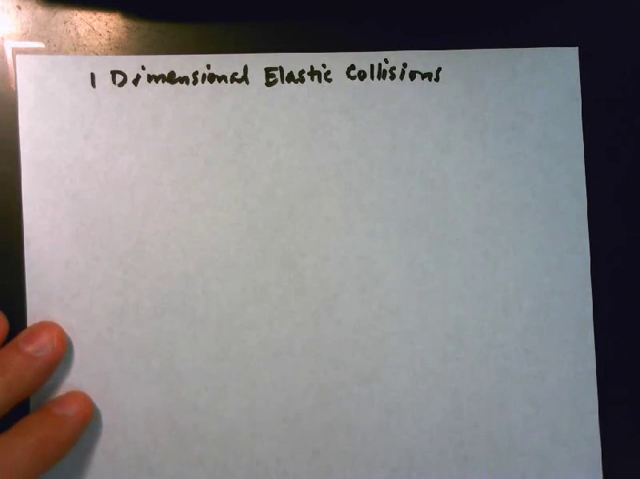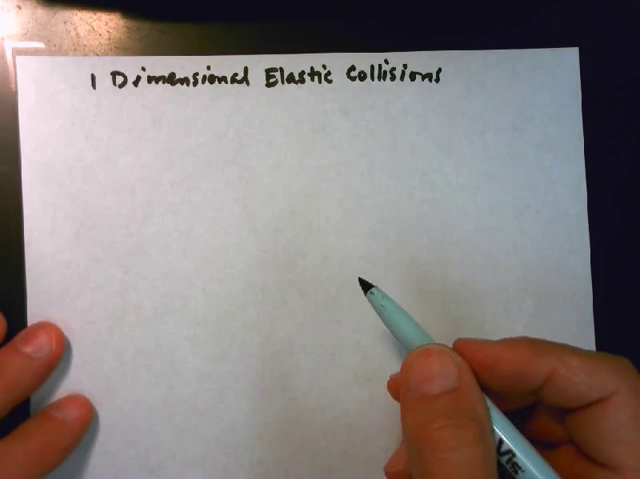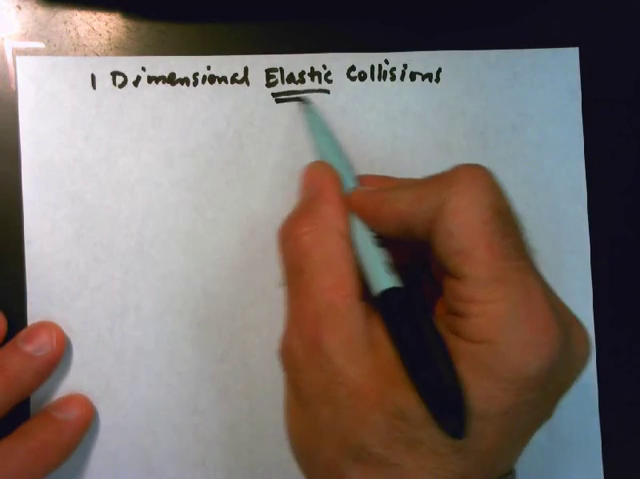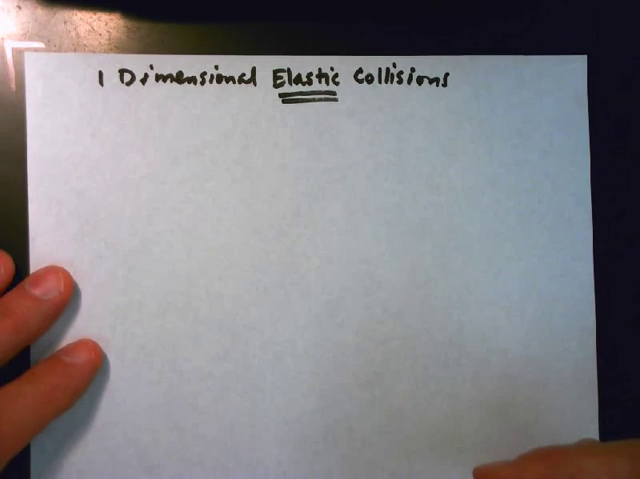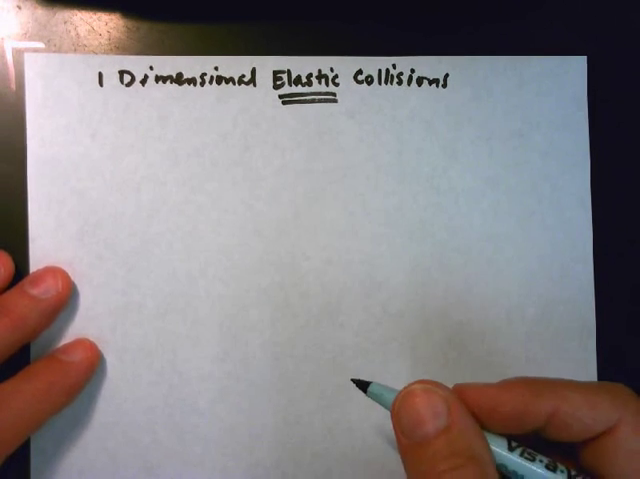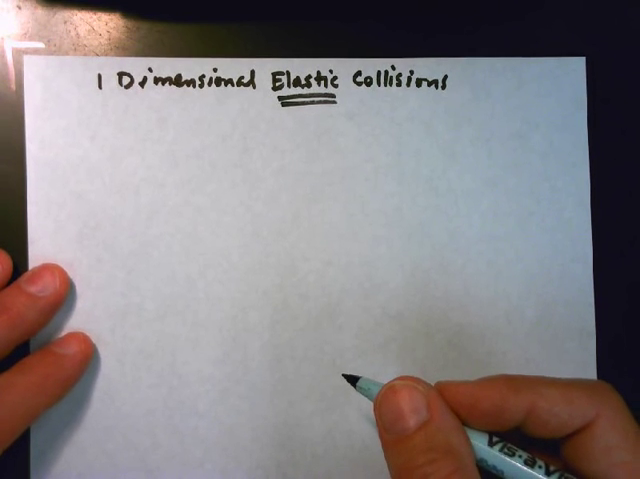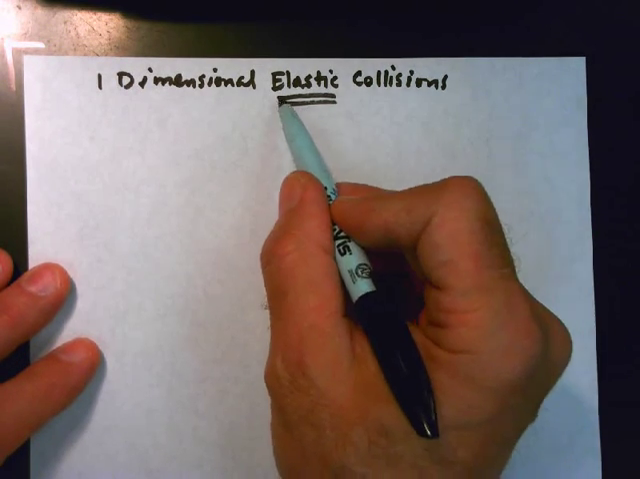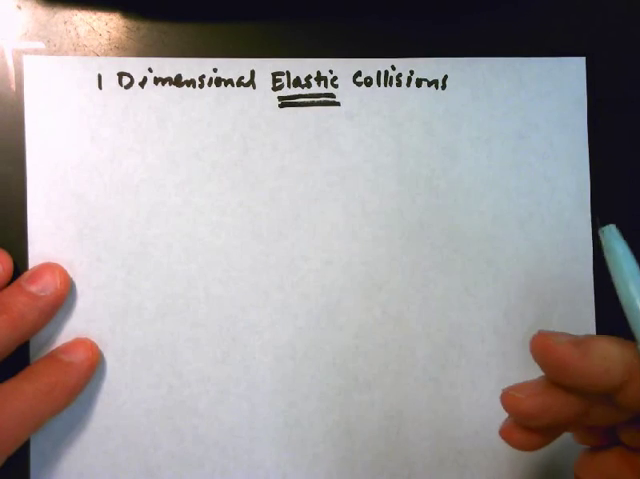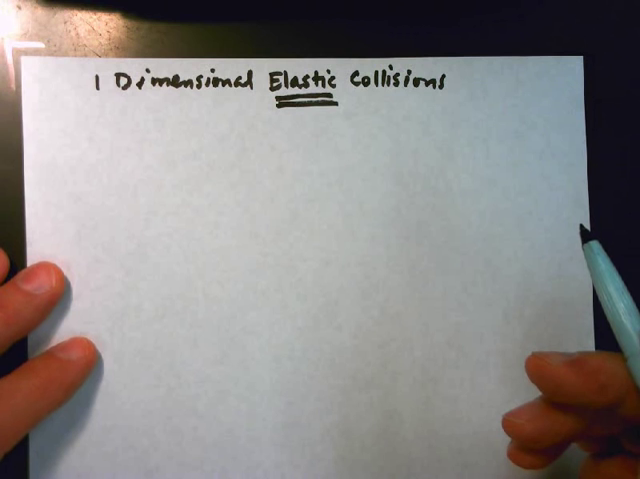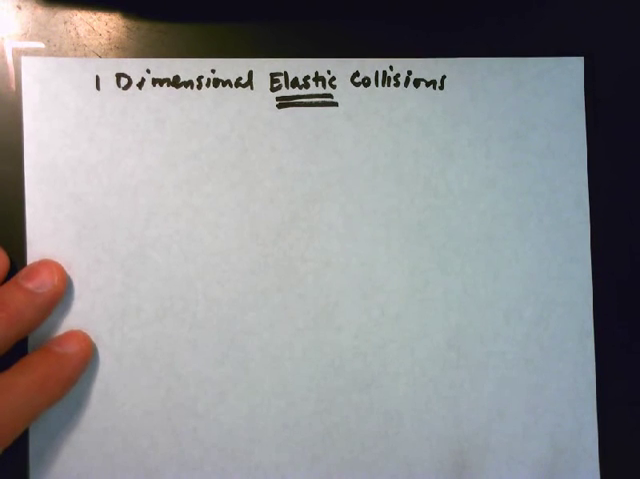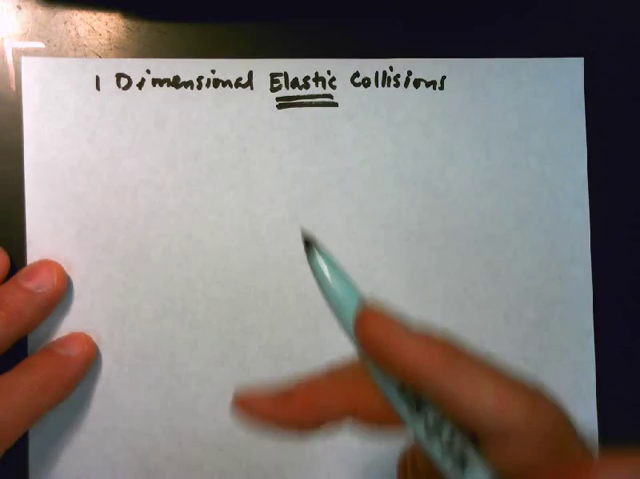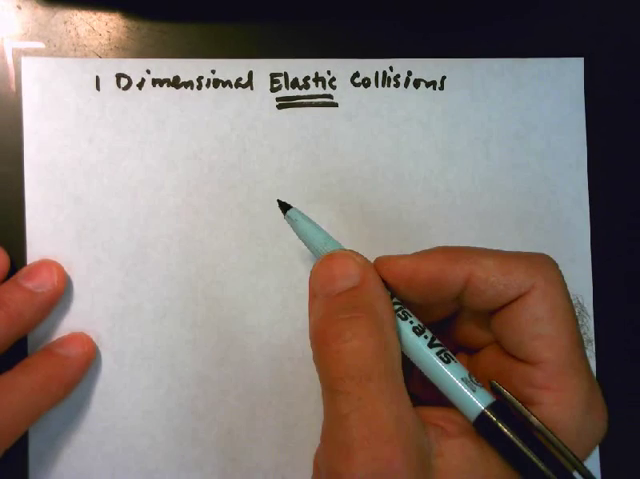Here's a short mini lesson going over the ideas of one-dimensional elastic collisions. Elastic collisions oftentimes give students a little bit of trouble, as well as experienced teachers. Remember, elastic collisions are totally bouncy, and the sum of the kinetic energy after the collision is equal to the total kinetic energy before the collision. So kinetic energy as well as momentum is conserved.